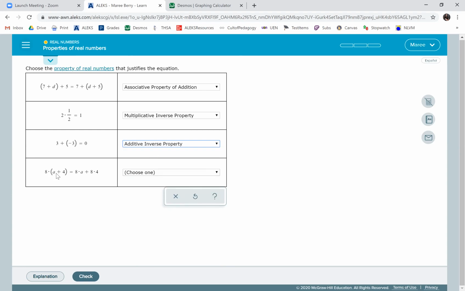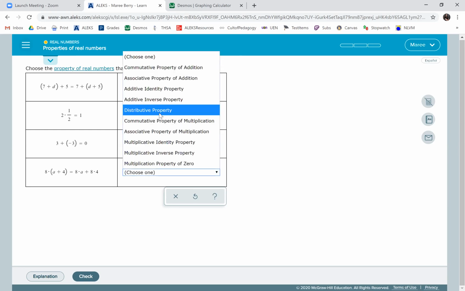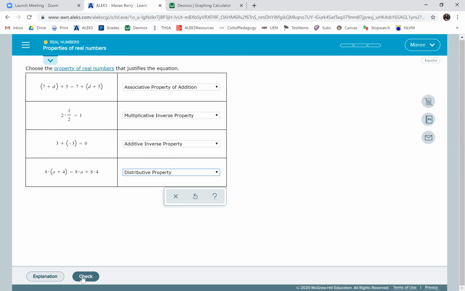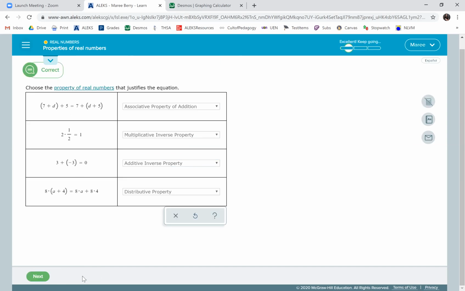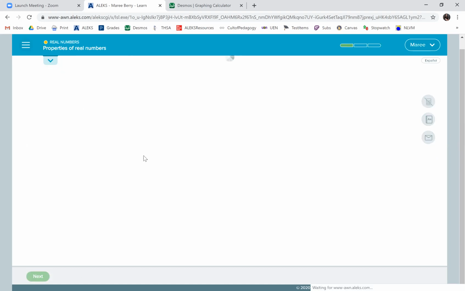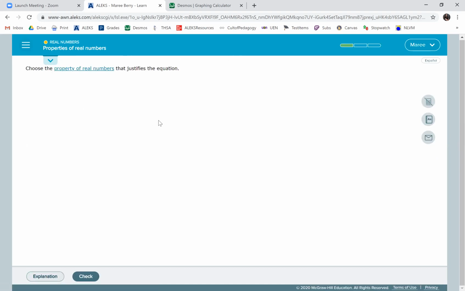Here is when we're multiplying by parentheses and then you have to distribute. So this is the distributive property. And we'll do one more set. It just has 4 in each one. Let's start here, the first one.